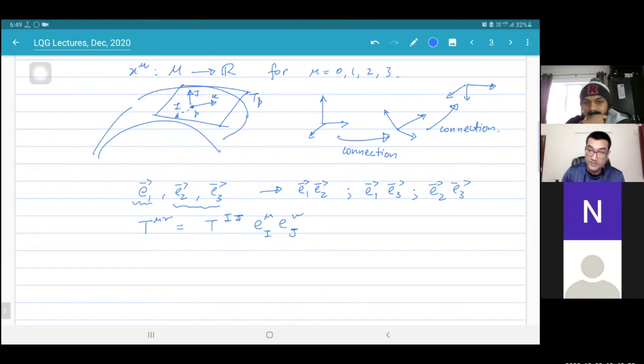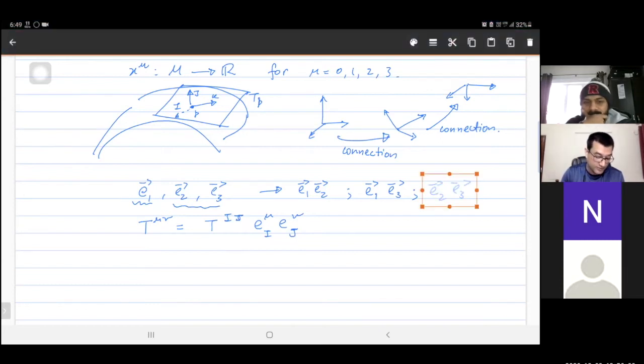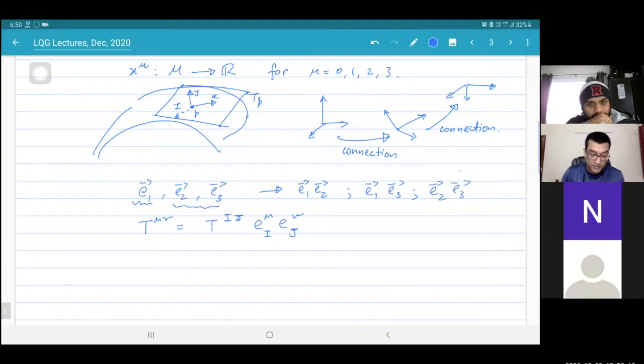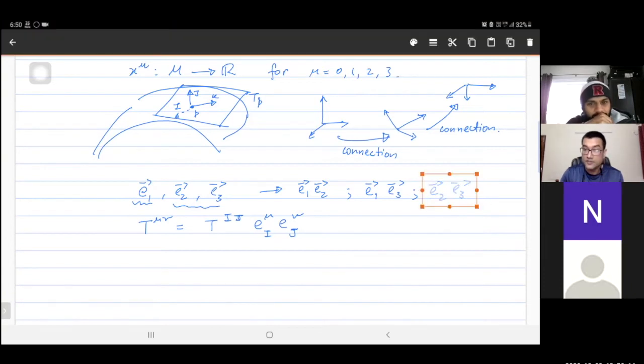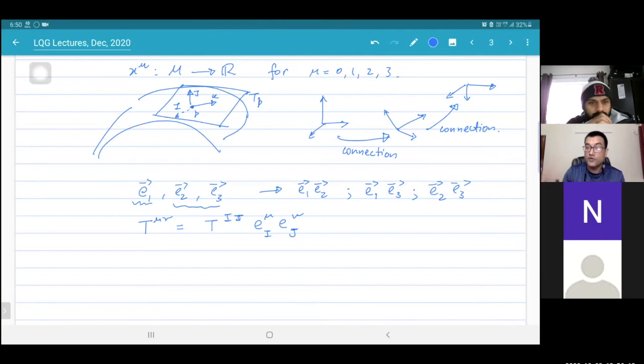So for instance, in this case, since I'm saying my E1 is my normal and E2 and E3 are, so to speak, the tangential vectors, then all my vectors will end up having components which only have E2, E3. If you have a four-dimensional space, you can again take the tri vectors, you can take other combinations. Okay, so I hope that this point is clear.